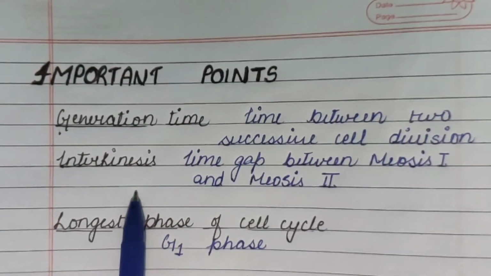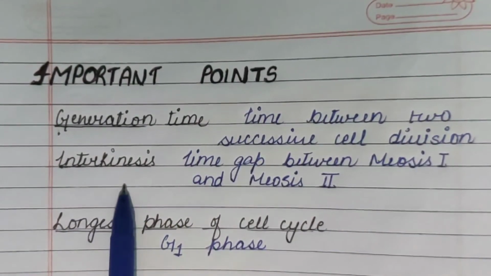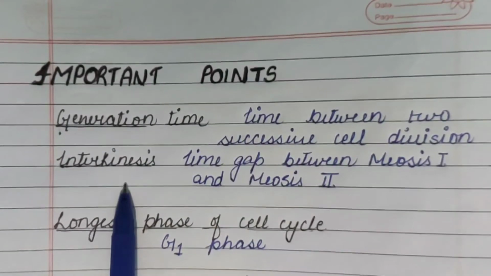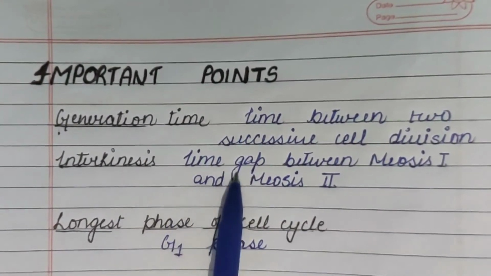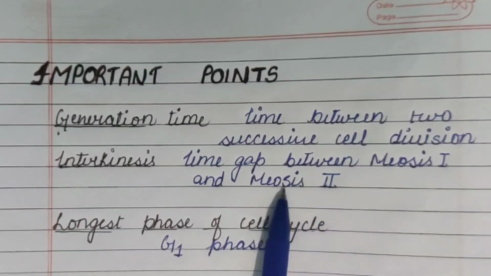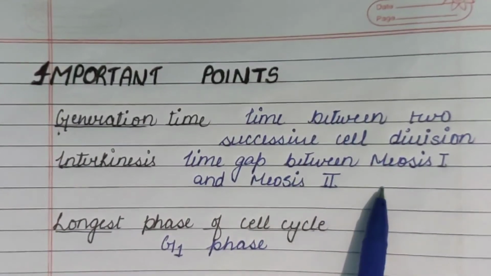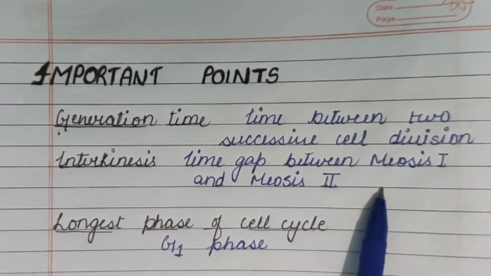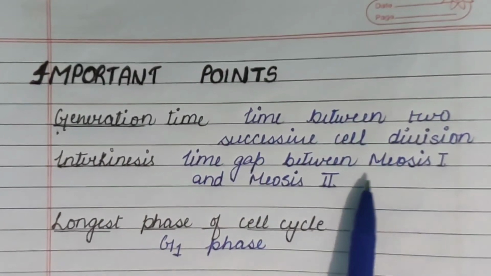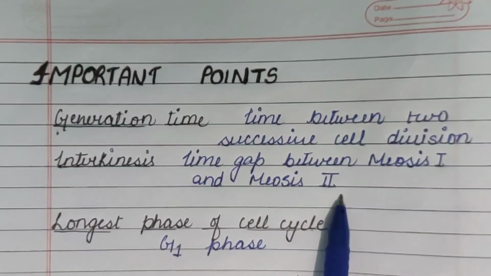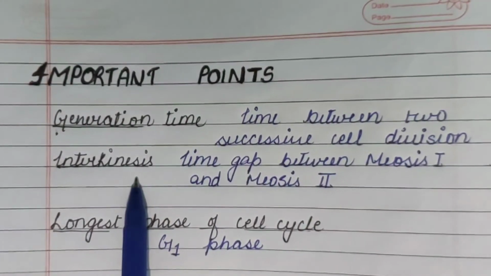Another term is interkinesis. It is not interphase, it's interkinesis, which is basically the time gap between meiosis 1 and meiosis 2. I told you that meiosis takes place in two parts, first meiosis 1 and another one meiosis 2. So the time lapse between these two meiotic divisions is called interkinesis.